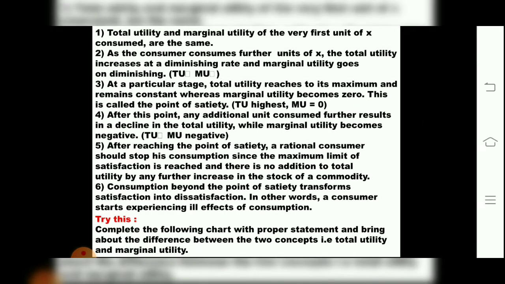I will repeat again: total utility and marginal utility for the very first unit of commodity X are the same, that we have studied in the table, 10 and 10. Then as the consumer starts consuming further units, total utility will increase and marginal utility will go on diminishing. Then at a particular stage, when utility reaches its maximum level, then marginal utility becomes 0 over there. And when marginal utility becomes 0, children, it is called the point of satiety.